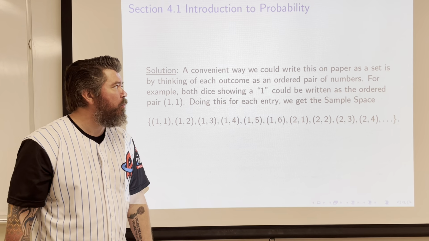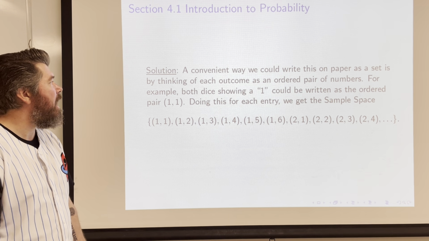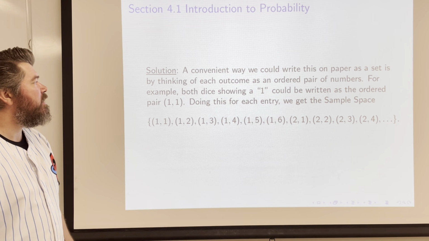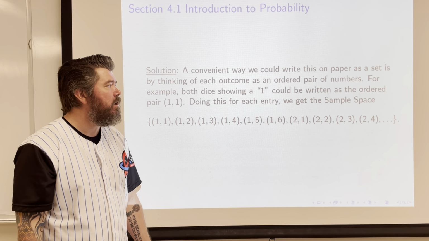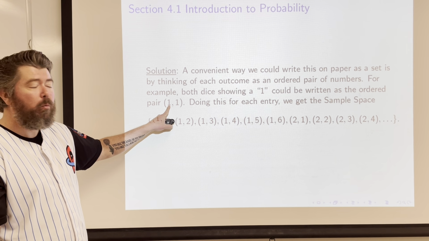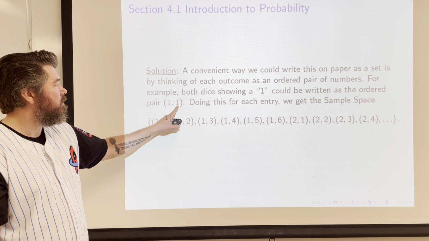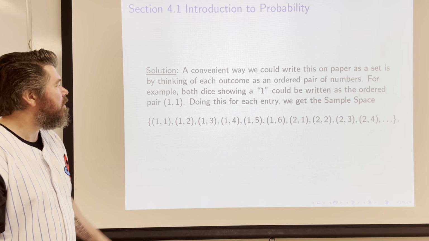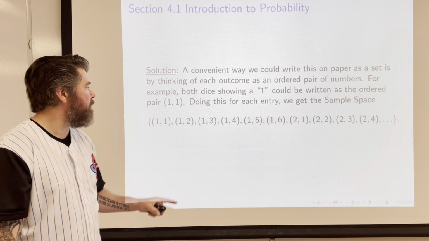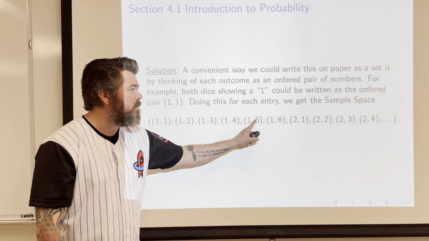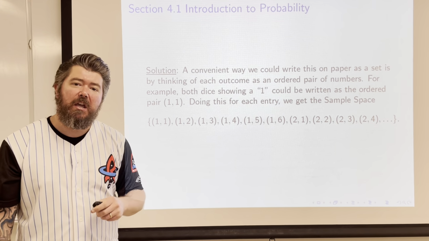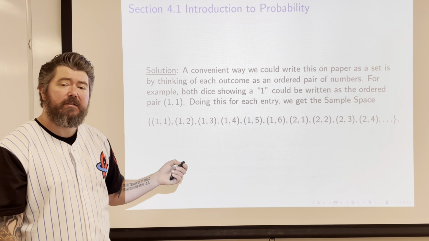A convenient way we could write this on paper as a set is by thinking of each outcome as an ordered pair of numbers. For example, both dice showing a 1 could be written as the ordered pair (1, 1). This could represent we roll a 1 and then we roll a 1. So both dice are showing a 1. Doing this for each entry, we get the sample space (1, 1), (1, 2), (1, 3), and so forth. So instead of drawing a picture, we can represent it notationally in a very similar manner.